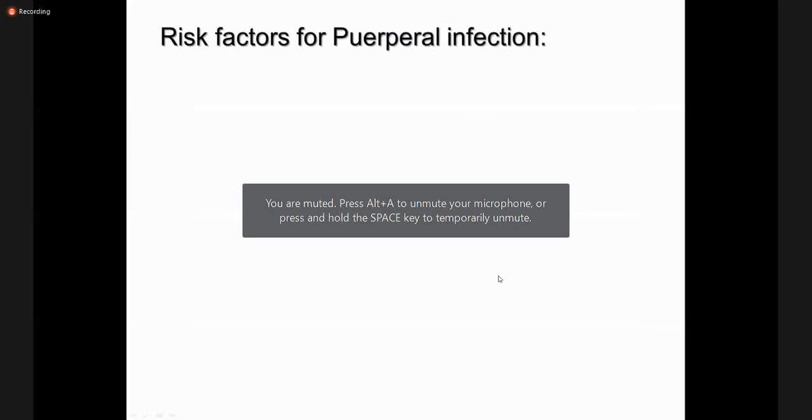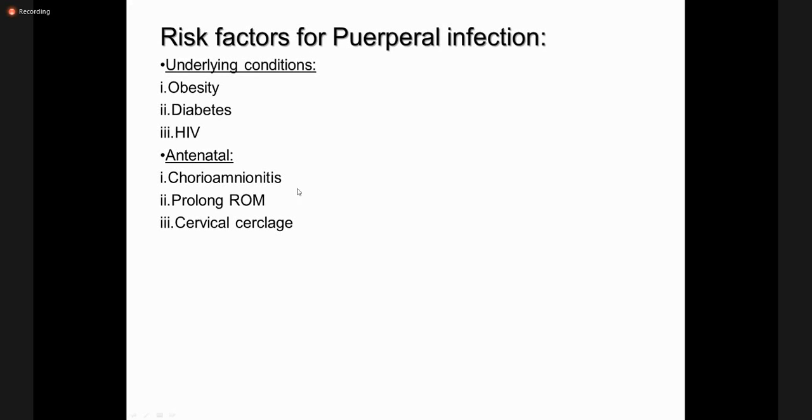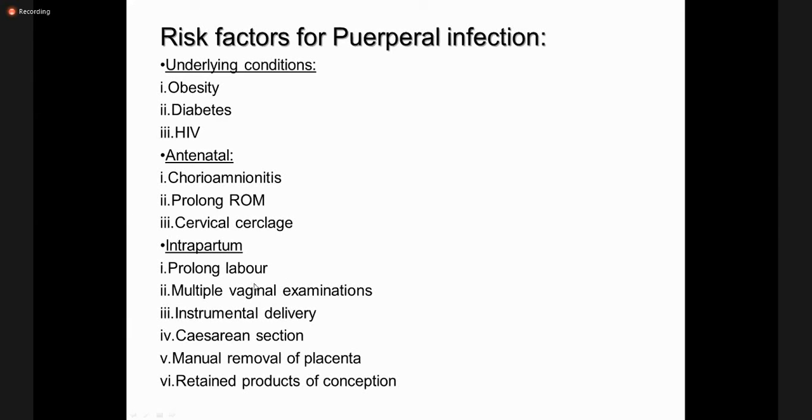What are the risk factors of puerperal infection? Which patient can develop it? Patients who have an underlying condition like obesity, diabetes, HIV, immunocompromised patients. Others are antenatal patients who have chorioamnionitis, prolonged rupture of the membranes, or cervical cerclage due to cervical incompetence. Intrapartum, during labor, if the patient has prolonged labor she can develop puerperal infection because of multiple per vaginal examinations. Instrumental delivery and C-section, because they are invasive procedures, manual removal of placenta and retained products of conception are also sources of infection. So these are the risk factors of puerperal infections.